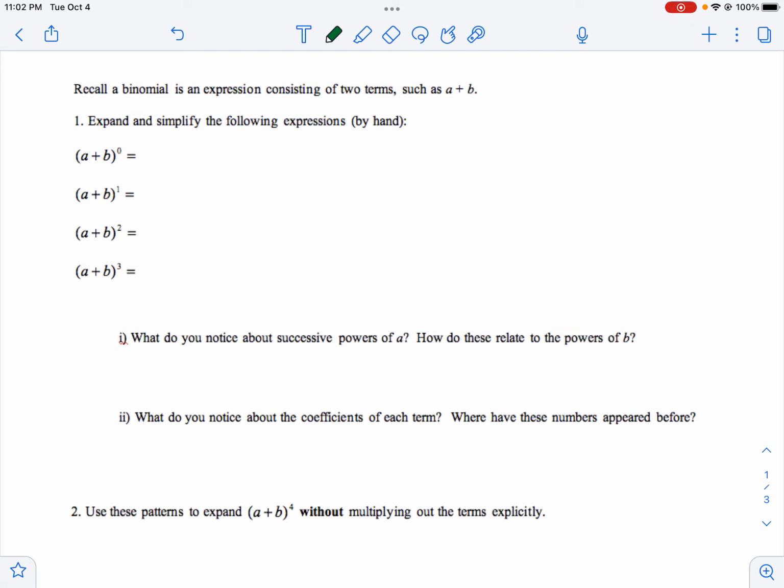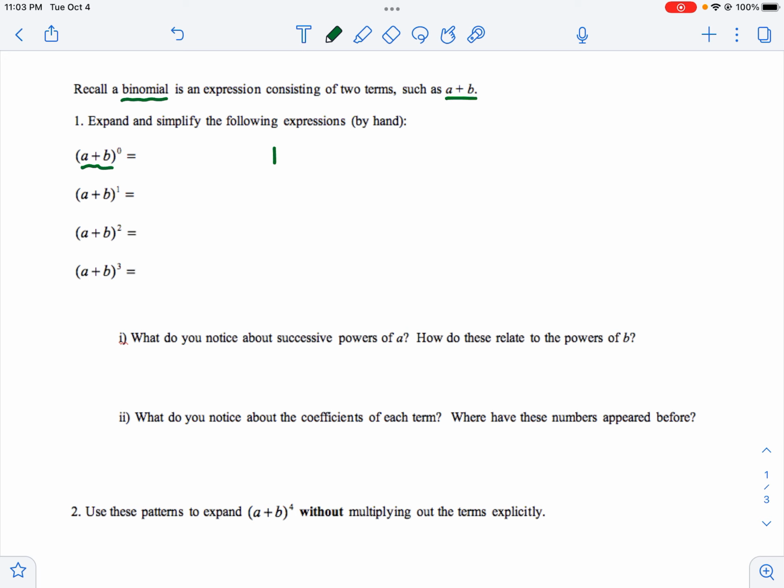Okay, today we are going to take a look at another application of Pascal's triangle, and it has to do with what we call binomial expansion. So if you recall, a binomial is just something that has two terms, added or subtracted. And so if we think about raising a binomial to a power, for example, if I raised a plus b to the 0, well, anything to the 0 power is 1.